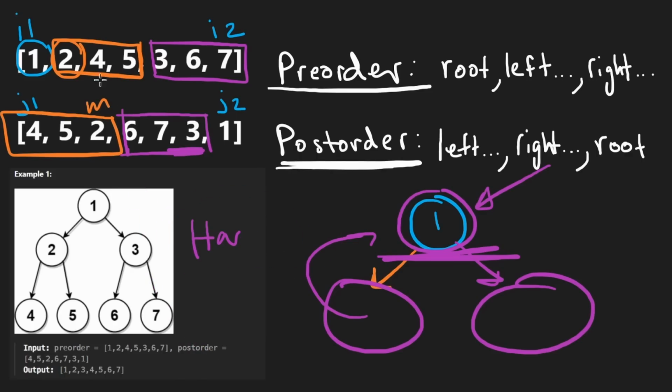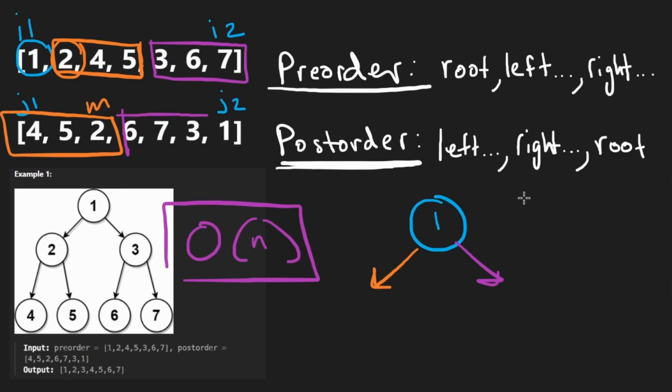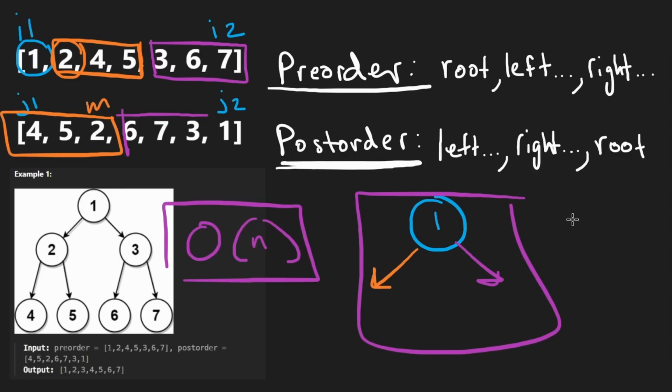Now, the fact that our lookup is a constant time lookup does mean that this solution will actually be a linear time solution, and I believe linear space because it's going to be recursive, so the recursive call stack will take up some space as well. But now I think this is enough to get into the code.